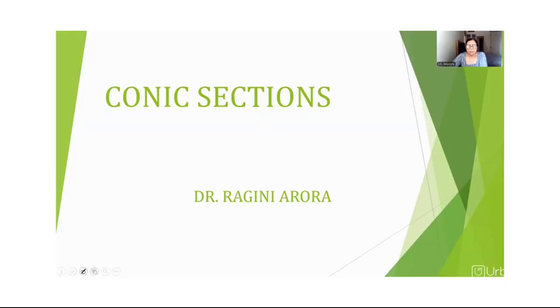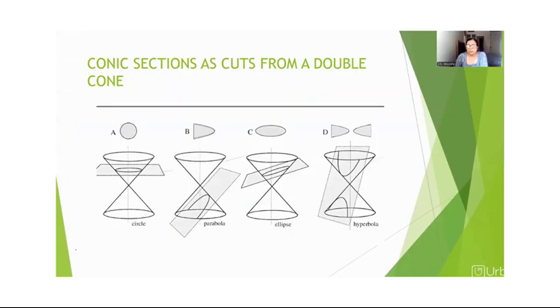After straight lines, we are going to learn a new topic which is conic sections, and as the name denotes, conic sections. What are conic sections? Conic sections are basically the different shapes. They are only two-dimensional shapes and they are obtained by cutting a double cone in different patterns, right?